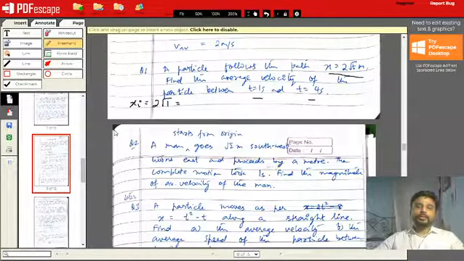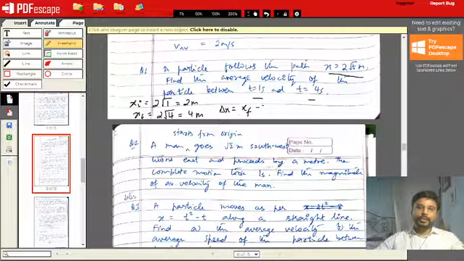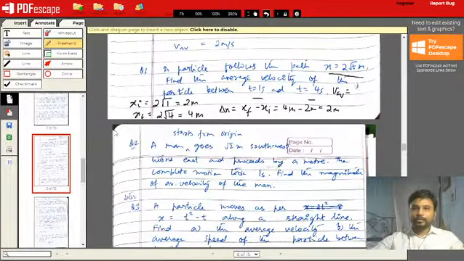By substituting t equal to 1 second in the value of x, we get x is equal to 2 root 1, so that is 2 meters. The final position of the particle is 2 root 4 meters, that is 4 meters. So the displacement, which is final position minus initial position, is 4 meters minus 2 meters, that is 2 meters. And when we divide the displacement by time, we get 2 by 3 meters per second.